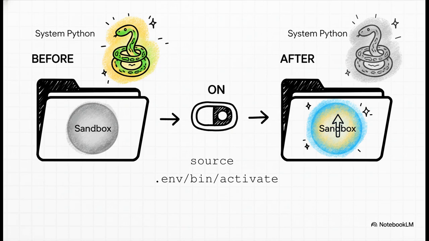Now, this part is so crucial. We've created the environment, but now we have to actually turn it on. This source command does just that. It basically tells your terminal, hey, from now on, I want you to use the Python and all the tools inside this specific .venv folder, not the main ones on my system.